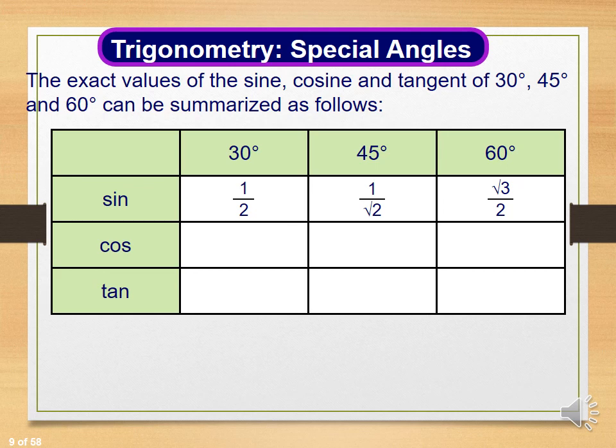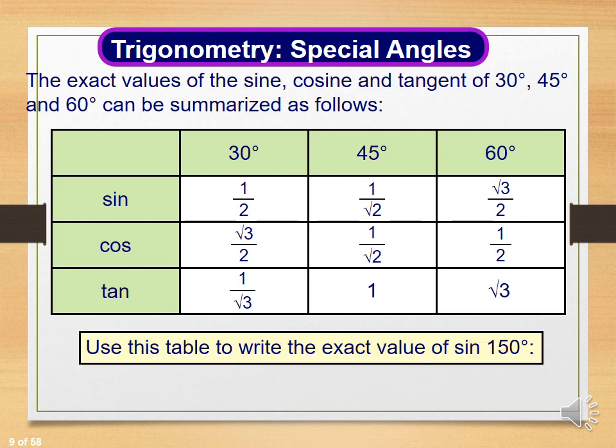For cos 30, 45, and 60, while tangent 30, 45, and 60. Now using this table, we can calculate the exact value for other ratios. Now use this table to write the exact value of sine 150 degrees.